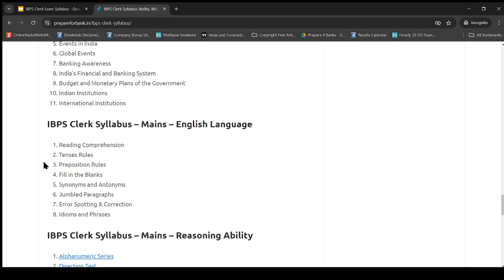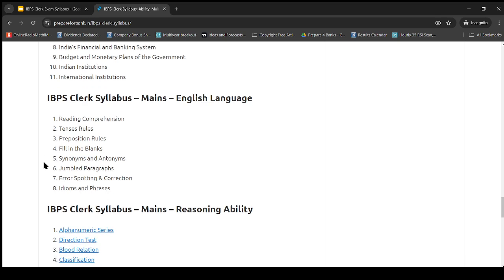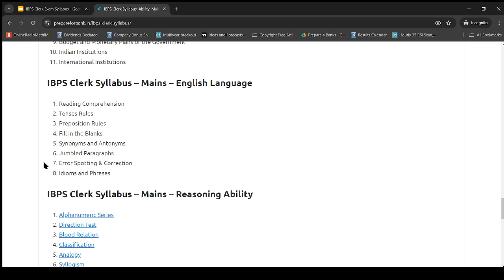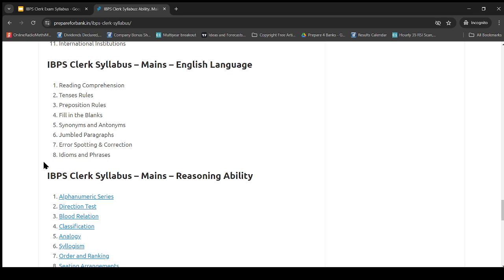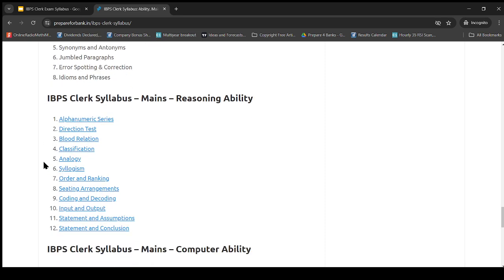Then let's move on to the syllabus for the English language for the mains exam of IBPS Clerk. That will remain the same as per the prelims section. The same things will be asked, only the difficulty level will be increased. Next, the reasoning ability syllabus also remains the same. Just the difficulty level will again be increased for this part.